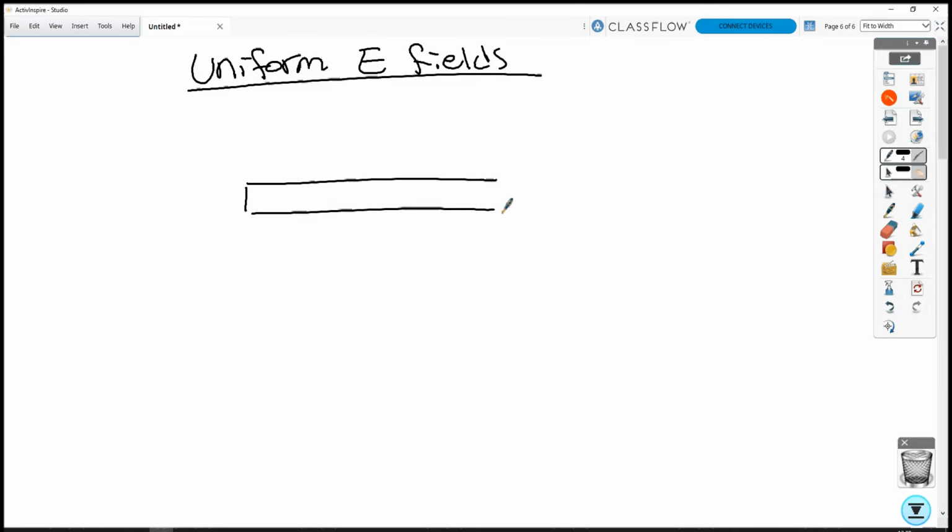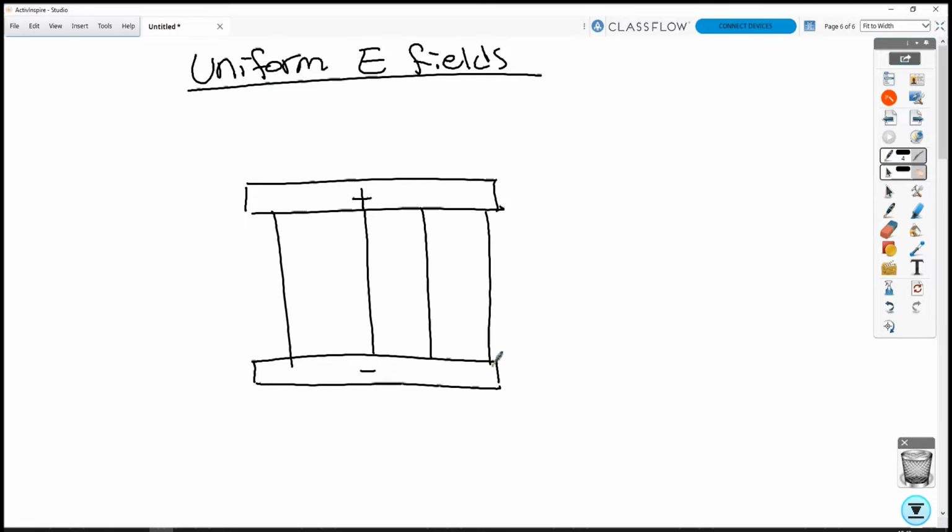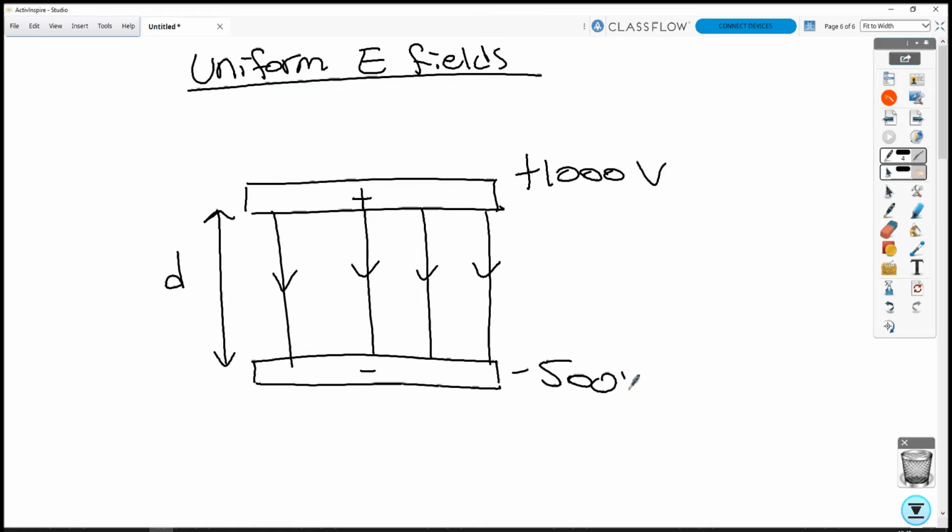So we'll do an example here. We've got the positive plate and the negative plate, and they have a separation between them of D. On the top we put plus 1000 volts, and on the bottom we'll put negative 500 volts.